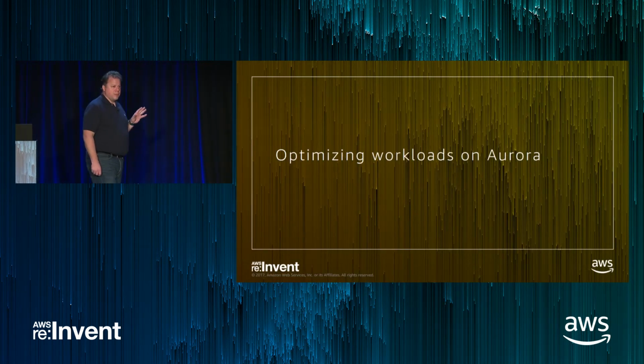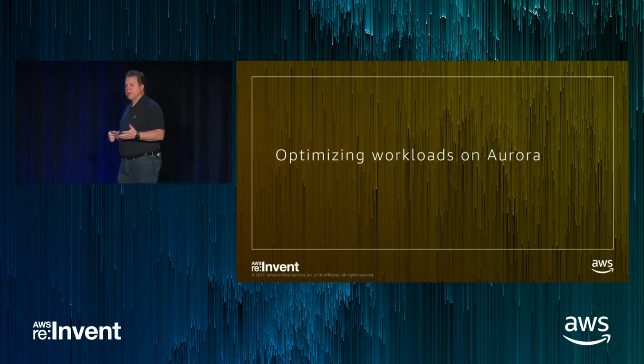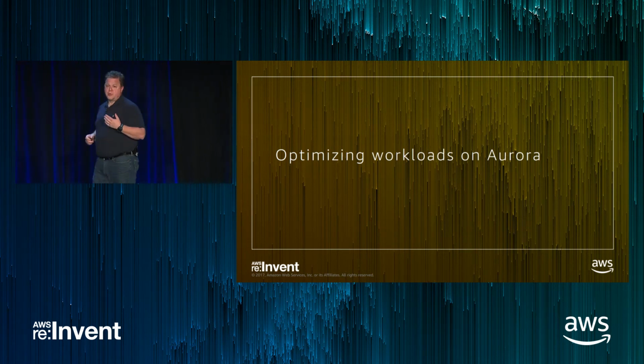So now that we have moved our data into Amazon Aurora, and we've consolidated our shards, we've folded them all into a single Amazon Aurora cluster, now we have our database on there and our application is running on there. So the question now is, how do we optimize that workload that's running on Amazon Aurora?